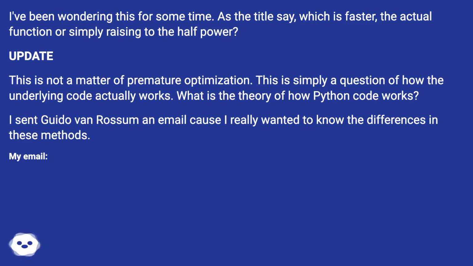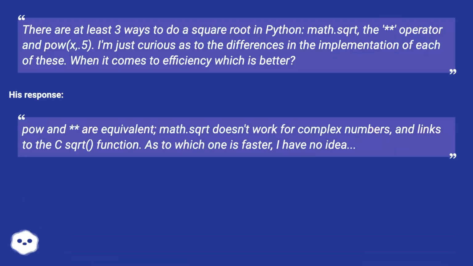What is the theory of how Python code works? I sent Guido van Rossum an email because I really wanted to know the differences in these methods. My email: there are at least 3 ways to do a square root in Python: math.sqrt, the ** operator, and pow(x, .5). I'm just curious as to the differences in the implementation of each of these. When it comes to efficiency, which is better?